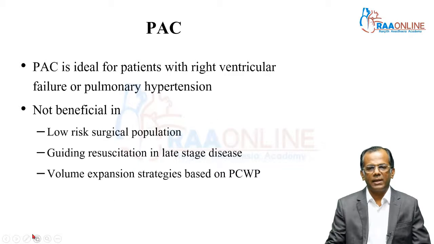The pulmonary artery catheter is ideal for patients with right ventricular failure or pulmonary hypertension, but it is not beneficial in low-risk surgical patients. It is not useful in late-stage disease to guide resuscitation, and you cannot use the PCWP alone to help in volume expansion strategies. You'll have to look at the volumes also.